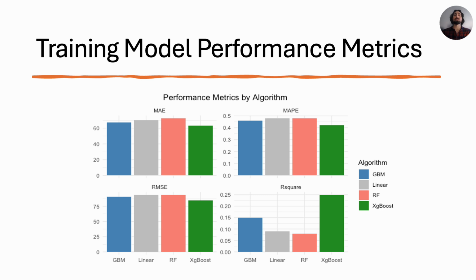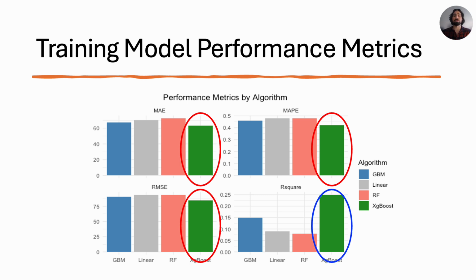However, the XGBoost model performed slightly better than the others, with a mean absolute error of 63, mean absolute percentage error of about 40%, and a root mean square error of 85. In terms of model fit, XGBoost achieved the highest R-squared value of approximately 25%. While this is not as strong of a result as we'd like to see, it is a noticeable improvement over the other models.